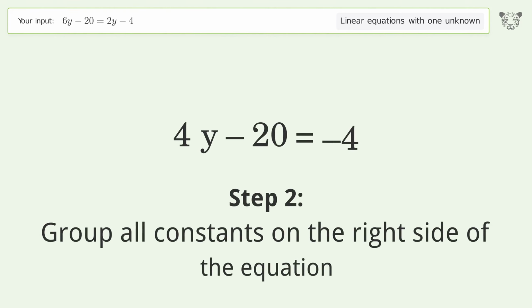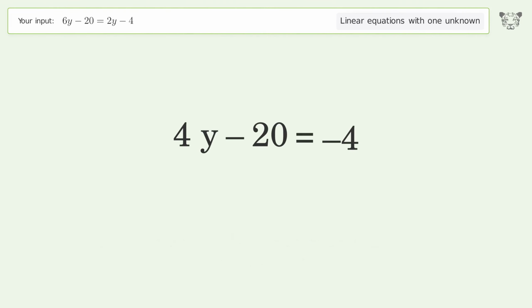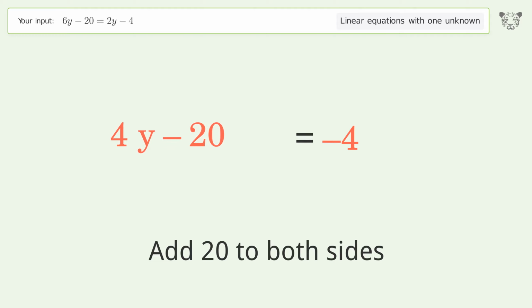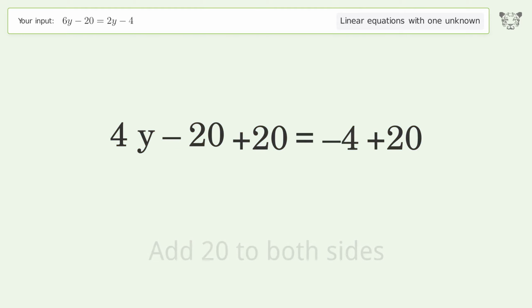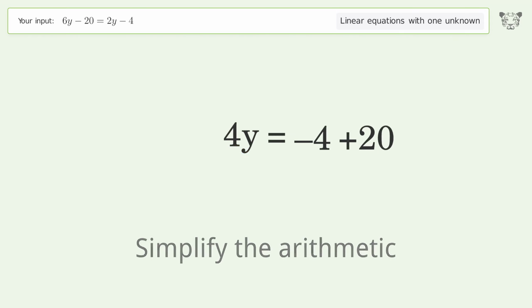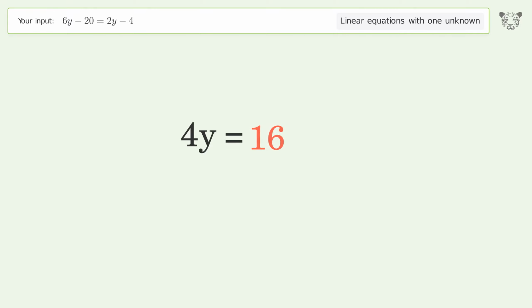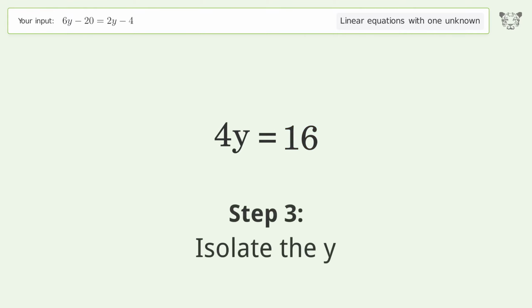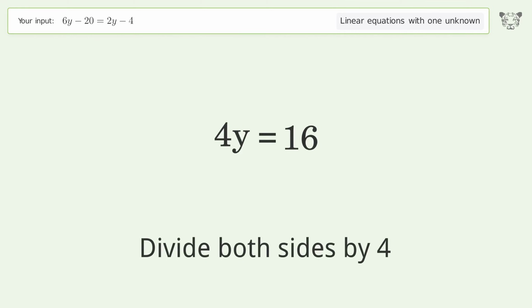Group all constants on the right side of the equation. Add 20 to both sides. Simplify the arithmetic. Isolate the y. Divide both sides by 4.